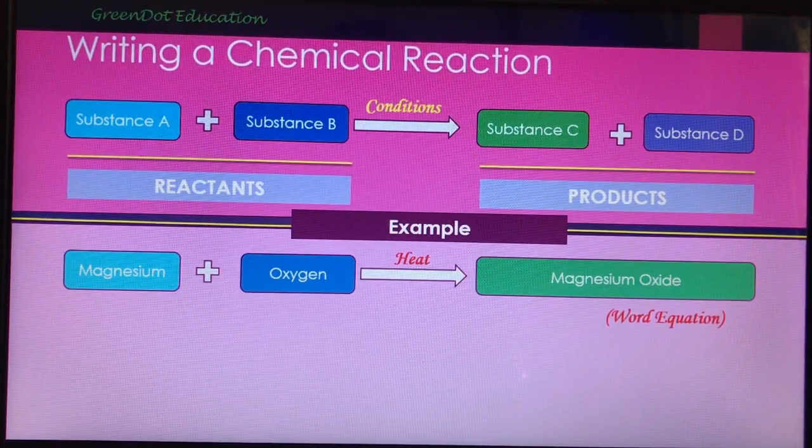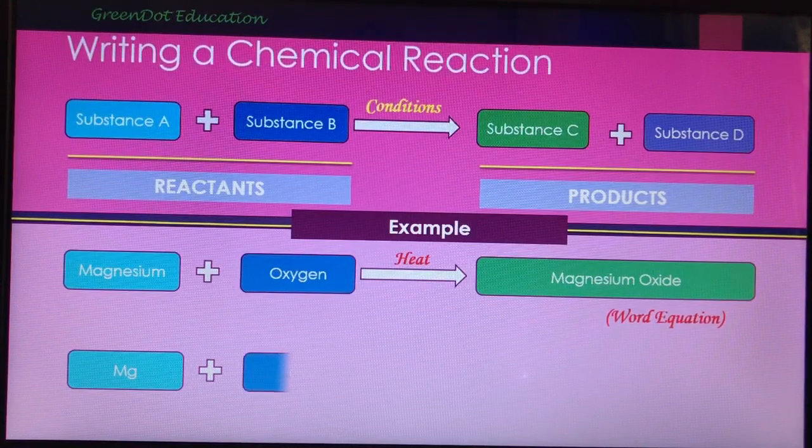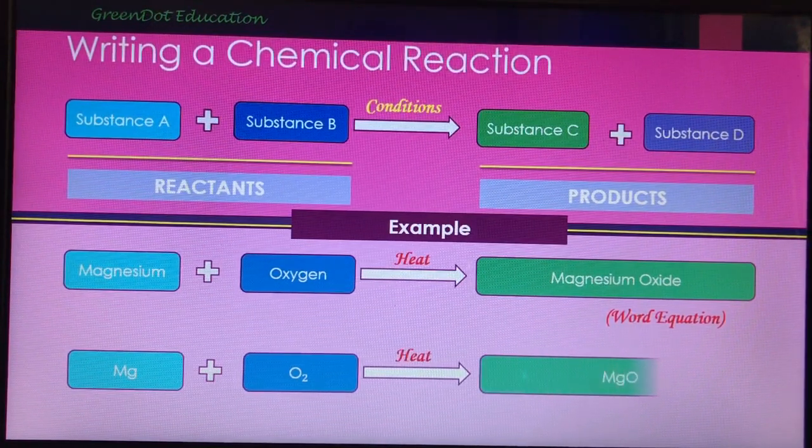Yes. You have learned about the symbols, right? So we can represent each element in the reaction using its symbol. Now what is the symbol of magnesium? We have studied that the symbol of magnesium is Mg. Now magnesium reacts with oxygen, whose symbol is O2. When they are heated, in the presence of heat, they are converted into magnesium oxide. The symbolic representation of magnesium oxide is MgO.